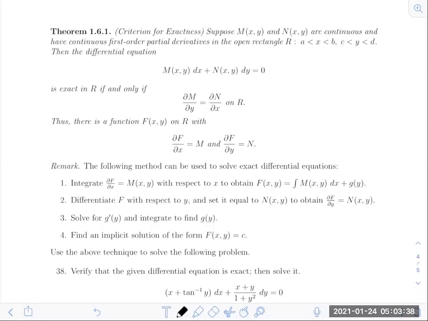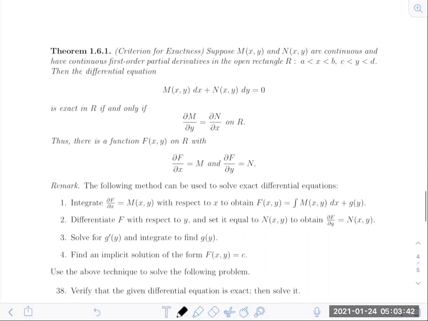So we'll get started first of all working with exact differential equations. If you recently took a Calculus 3 course, that is multivariable calculus, this should be familiar as we saw this when we were computing potential functions for conservative vector fields. So let's begin with theorem 1.6.1, a criterion for exactness. This is what we're going to use to check to see if a differential equation is in fact exact.